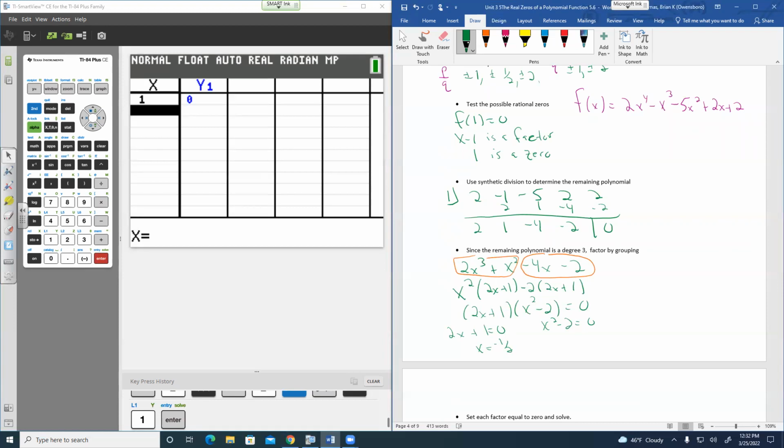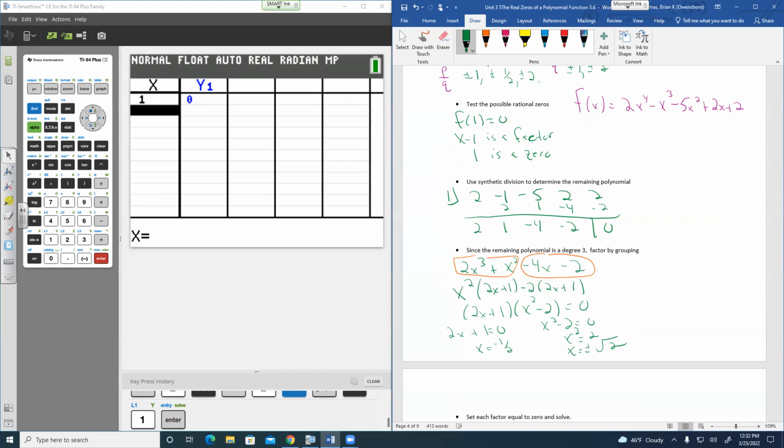X squared minus 2 is equal to 0. I can isolate the x squared on one side and go x squared equals 2. And I can take the square root of each side and I'd have x equals plus or minus the square root of 2. So I would have that as 2 roots as well.